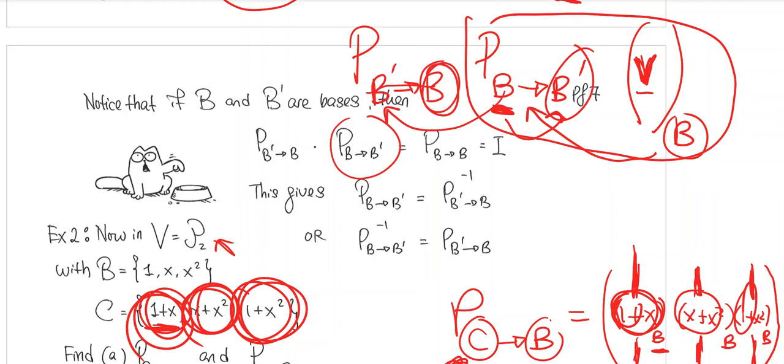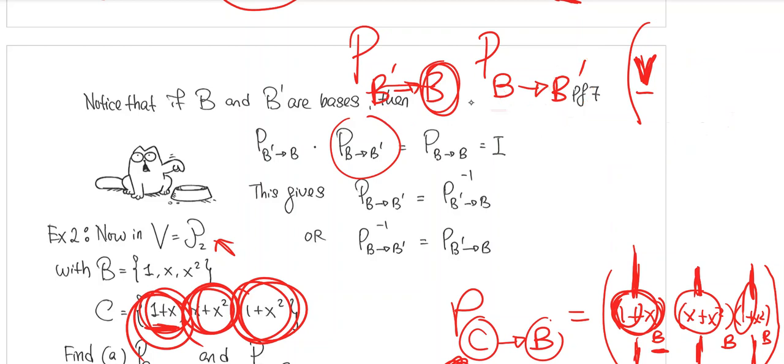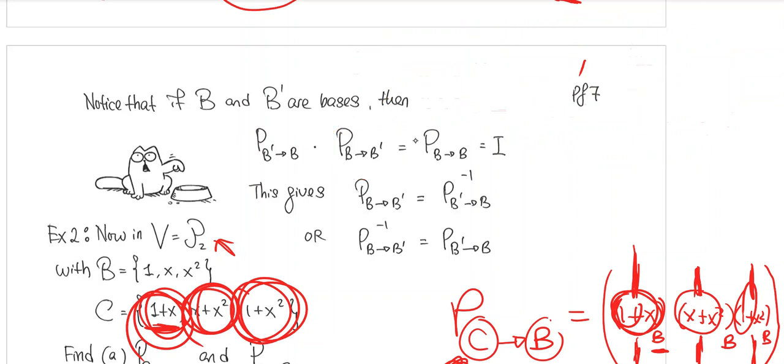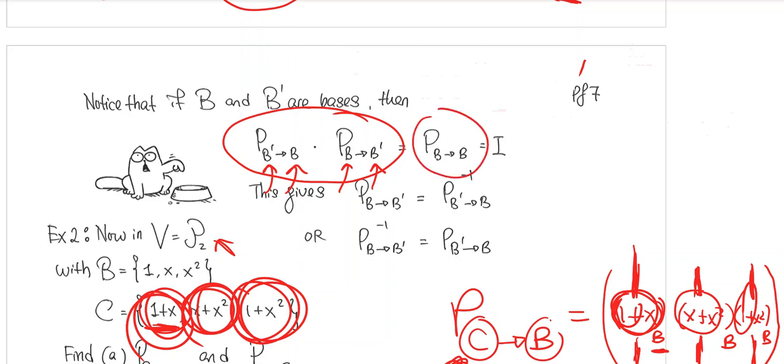So if you do these computations, your coordinates will be passing from B to B prime, and then from B prime back to B. See that? Okay, so starting from B to B prime, and then B prime back to B. So if you are multiplying these two transition matrices, you actually get a transition matrix that passes the coordinates from B to B, right?